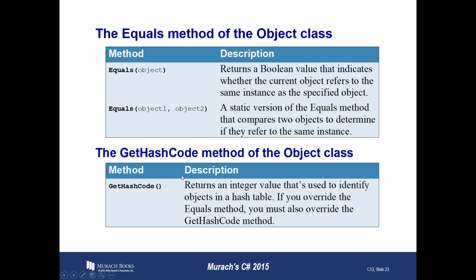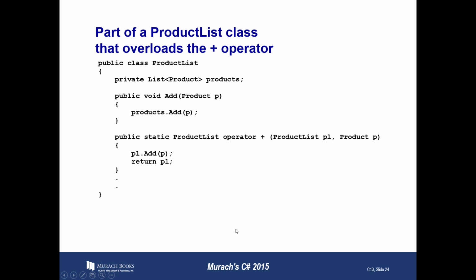So notice here's a couple of examples. Equals returns a Boolean value that indicates whether the current object refers to the same instance as the specified object. Equals with two objects will compare two objects to determine if they refer to the same instance. GetHashCode returns an integer value used to identify the objects in a hash table. If you override Equals, you must also override the GetHashCode method. And they give some examples.